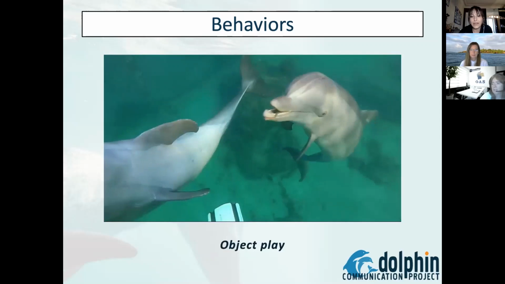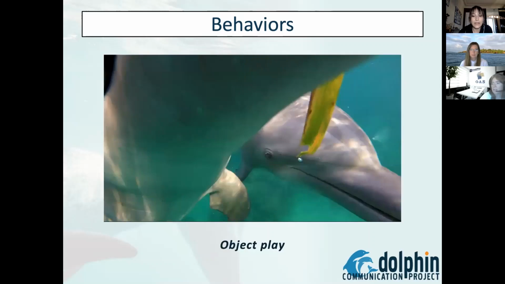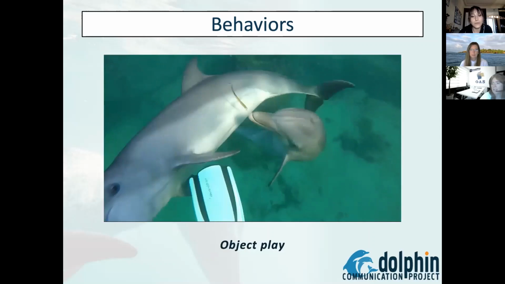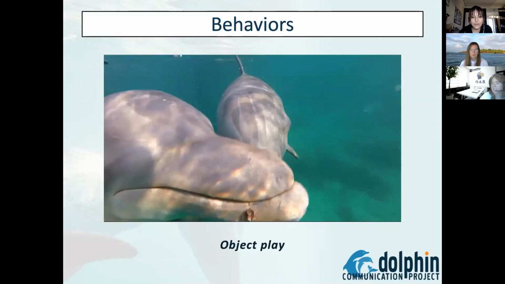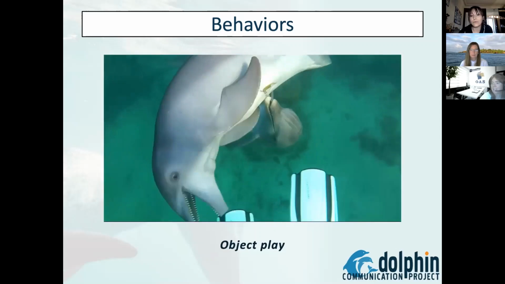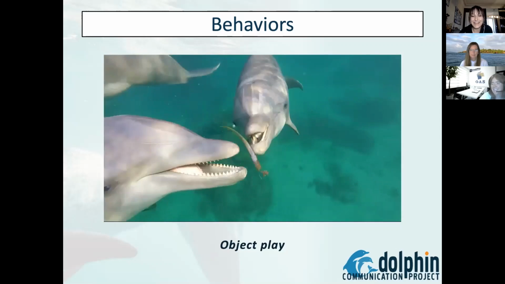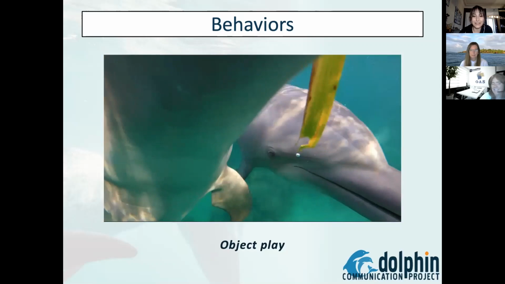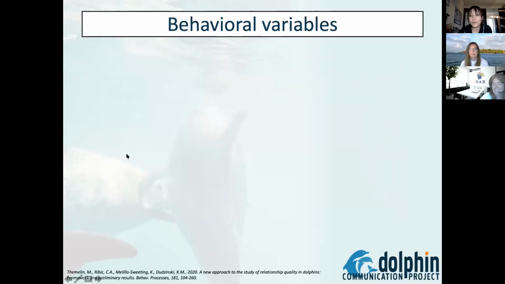So every time we had individuals playing with an object, here we had Tilly playing with a seagrass, and then on the left, Kelly coming and taking the seagrass. So we just noted the name of the individuals and the type of objects they were playing with. And with those three behaviors, we were able to create 8 behavioral variables.